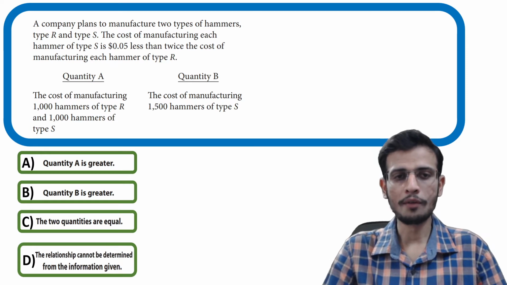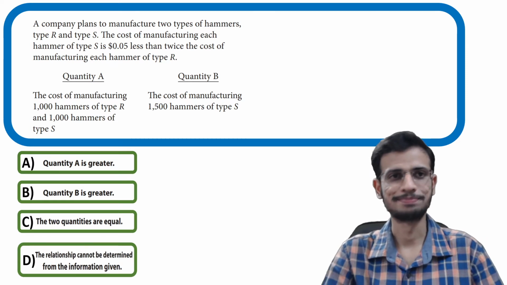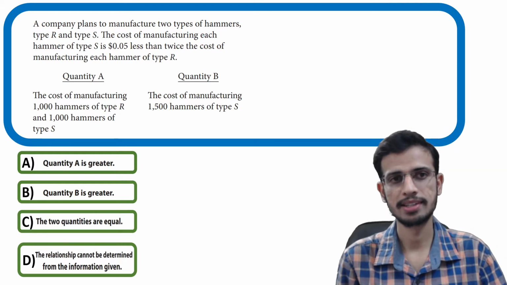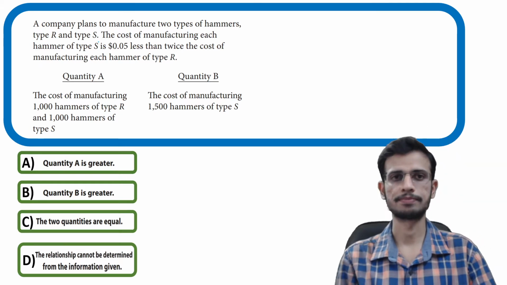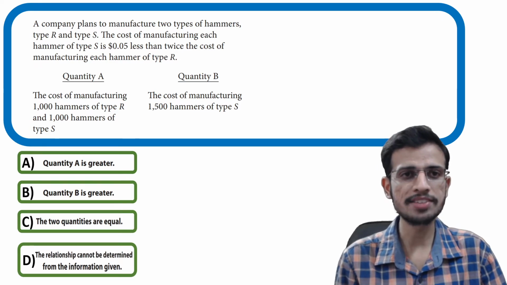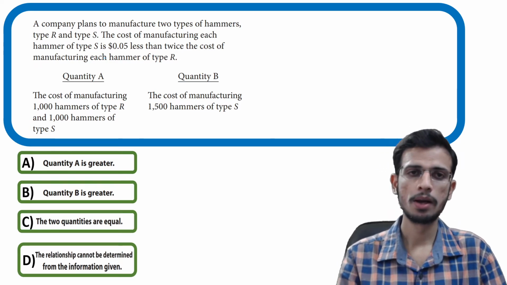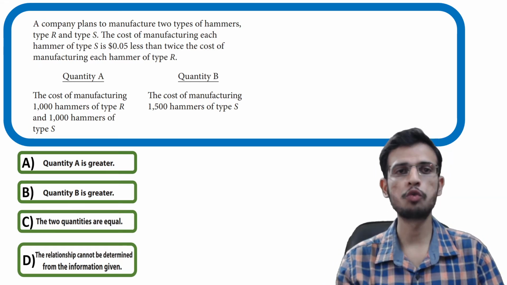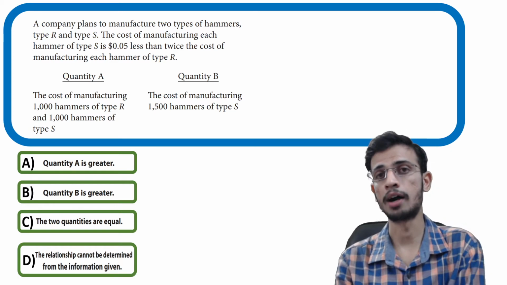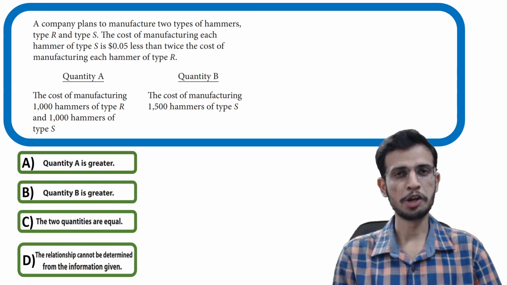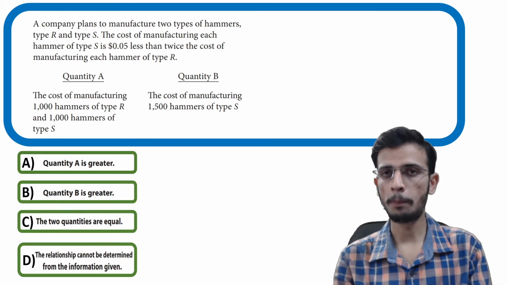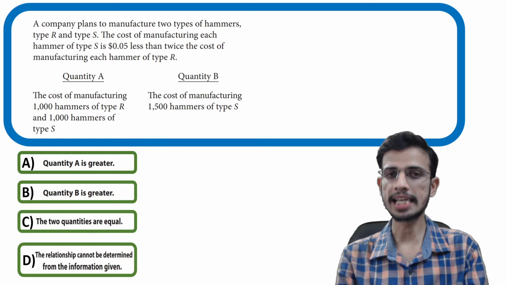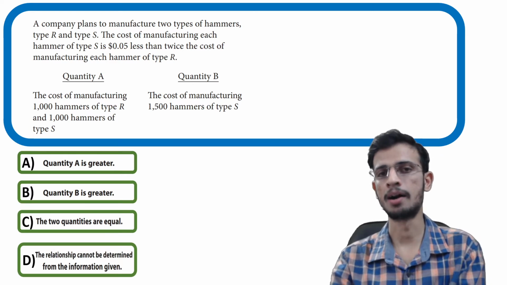So this is a quantitative comparison type of question. A company plans to manufacture 2 types of hammers, type R and type S. The cost of manufacturing each S type is $0.05 less than twice the cost of manufacturing each hammer of type R. The manufacturing cost of hammer S is $0.05 less than twice the cost of manufacturing each hammer of type R. Okay.